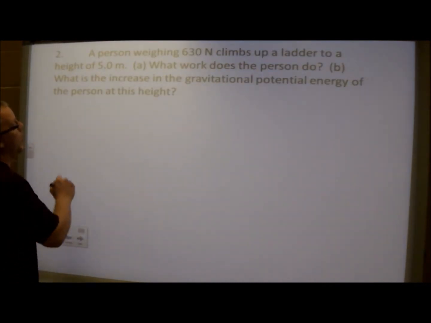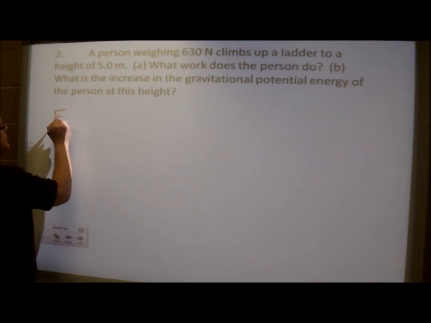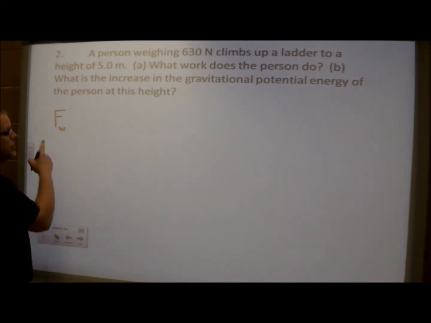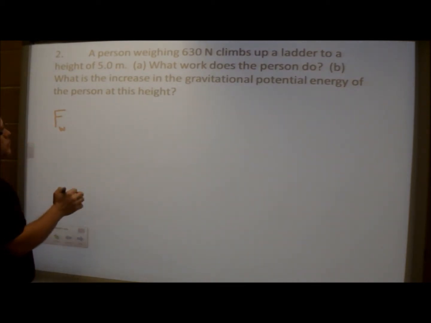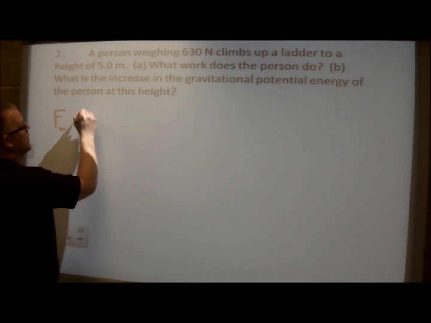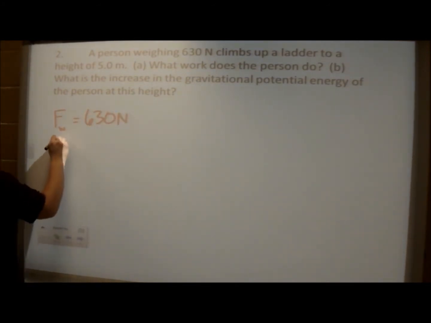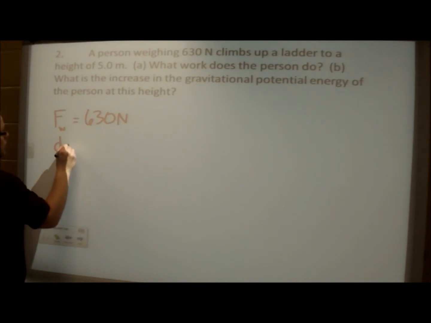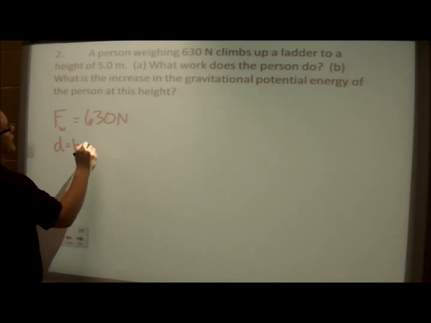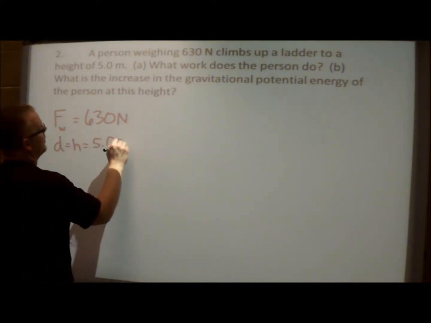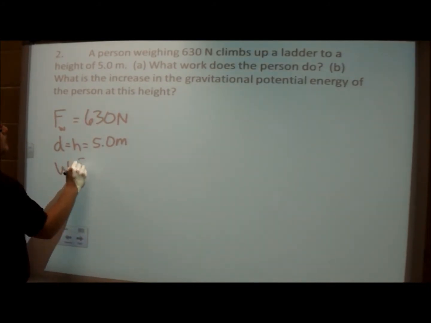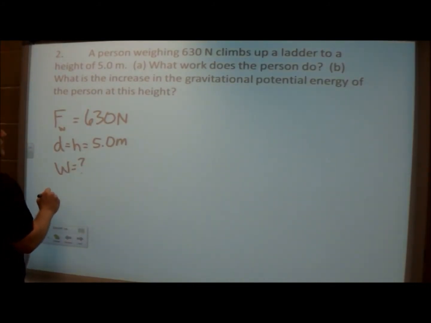Number two, a person weighing 630 newtons, so that's his weight. Weight is a force. I like to do F sub W, whatever way works for you, but this is what I like to do. 630 newtons. He goes up to a height, that's a distance, or we probably are going to want to use height for that. 5.0 meters. What work does he do? And then what is the increase in potential energy? So we want to know what is the change in potential energy.